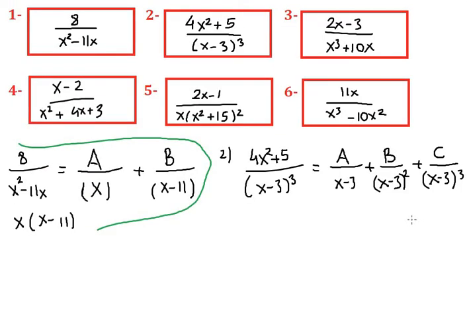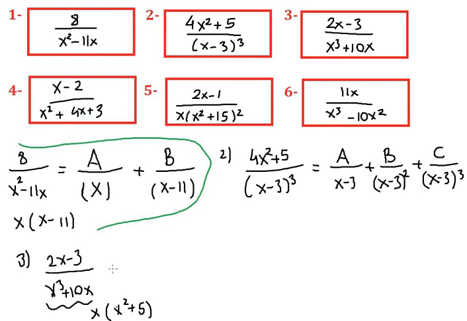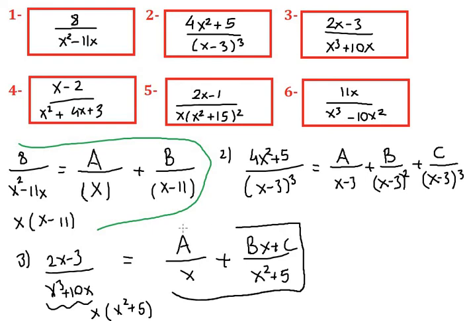For question number 3, we have 2x minus 3 over x cubed plus 10x. We can factor this as x times x squared plus 5. And we have 2 factors. The first factor is x, and the second factor is x squared plus 5. For the first factor, we need a constant a, because this is linear. For the second factor, this is quadratic, so we need some linear numerator, which is bx plus c. So this is the answer.